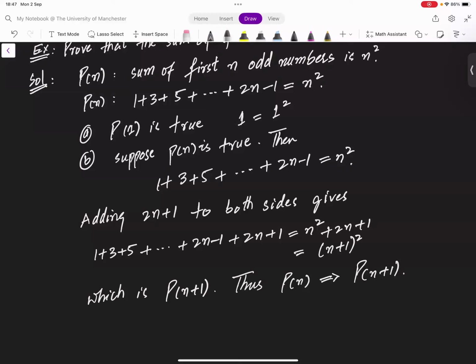We have now established parts A and B, hence by the principle of mathematical induction, P of n is true when n is a positive integer. Okay.